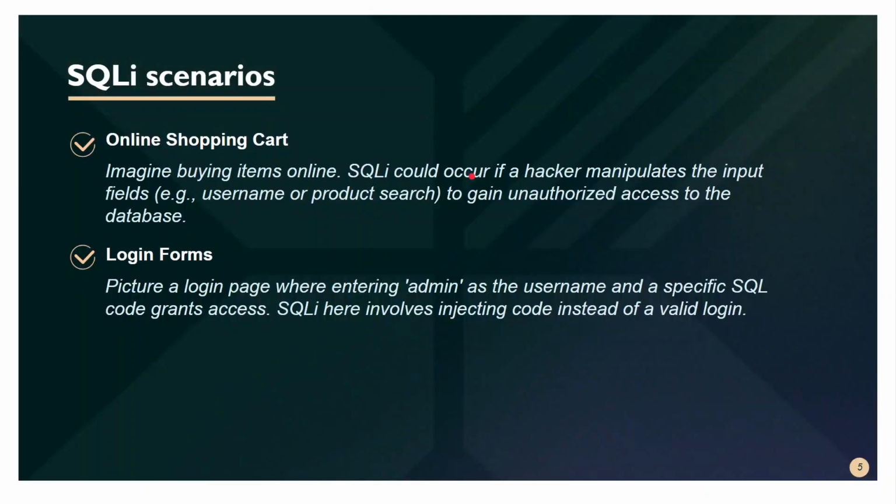Now let's talk about some scenarios where we could have SQL injection. The first one is the online shopping cart. So imagine you buy an item online. SQL injection could occur if an attacker is able to manipulate an input field, just like what we've seen in the previous slide. So for example, an attacker is able to manipulate the username or the product search to gain unauthorized access to the entire database. And this could be very, very disastrous.